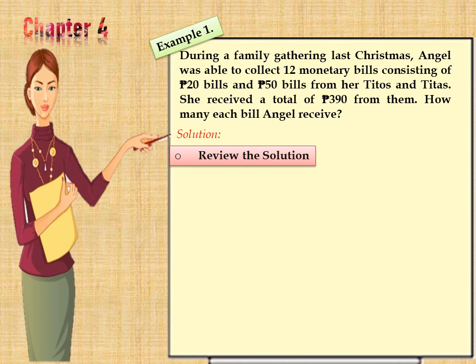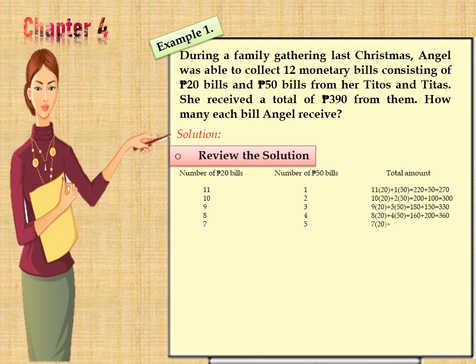Next step is to review the solution. After carrying out the plan, we have to review our solution. So we're just going to complete the table. Since we stopped at 7 earlier, let's just complete the table.